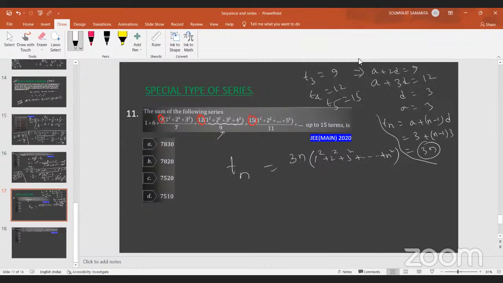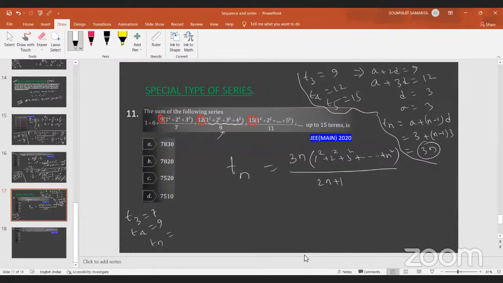What about the denominator? Again, T3 is 7, T4 is 9. What will become Tn then? I'm asking only for the denominator, not about the whole square. So the denominator will be 2n plus 1. Simplify like this.